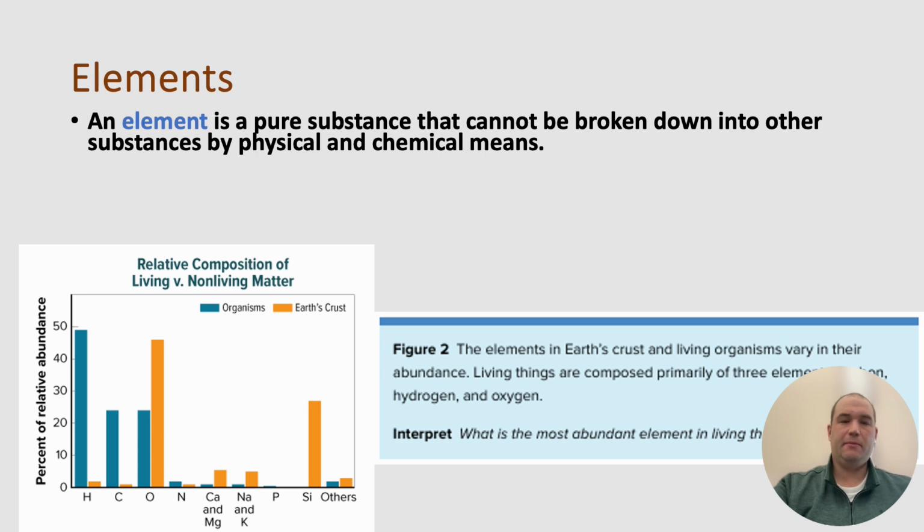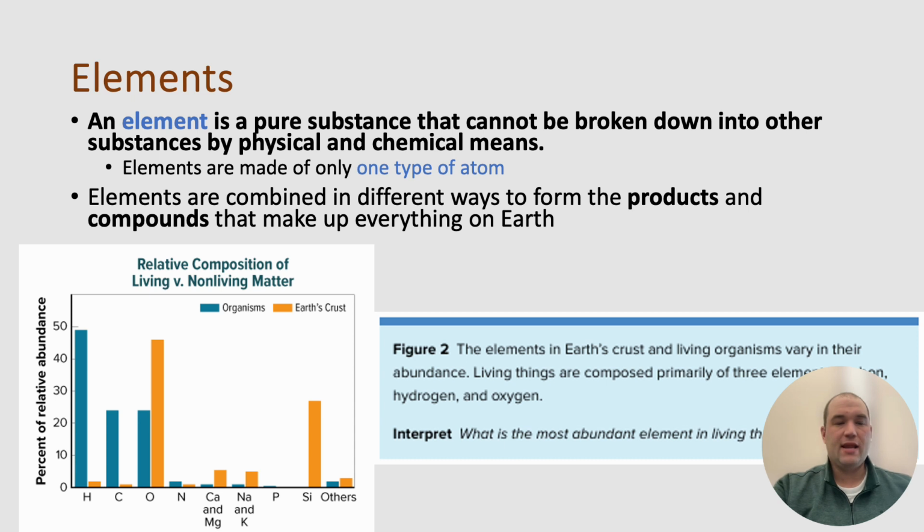So an element is a pure substance that cannot be broken down into other substances by chemical or physical means, meaning we cannot split or break up an atom and we can't change its chemical composition. So elements are made of only one type of atom, whether that is a carbon, a hydrogen, a helium. One type is only making that up. Now, elements are combined in different ways to form the products and compounds that make up everything on Earth.